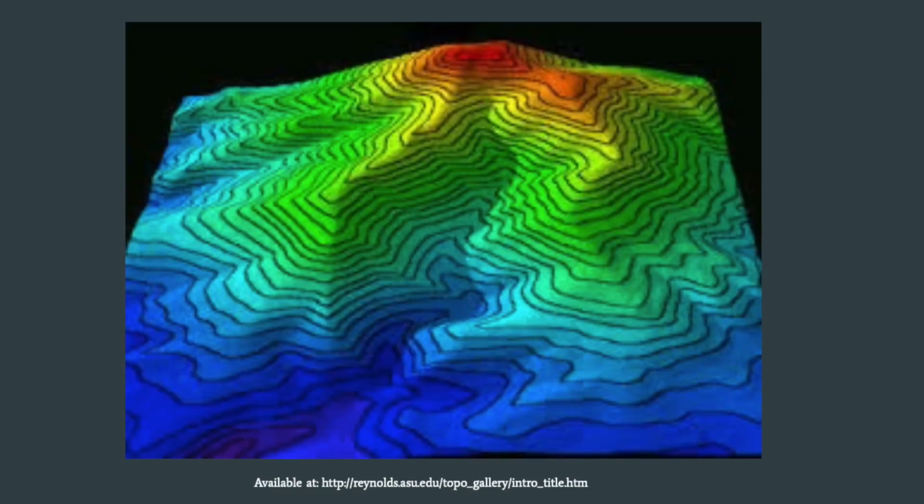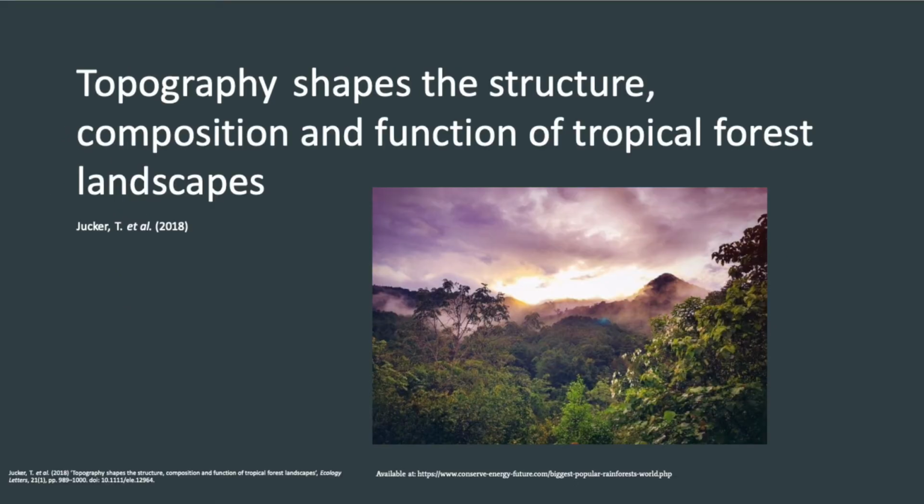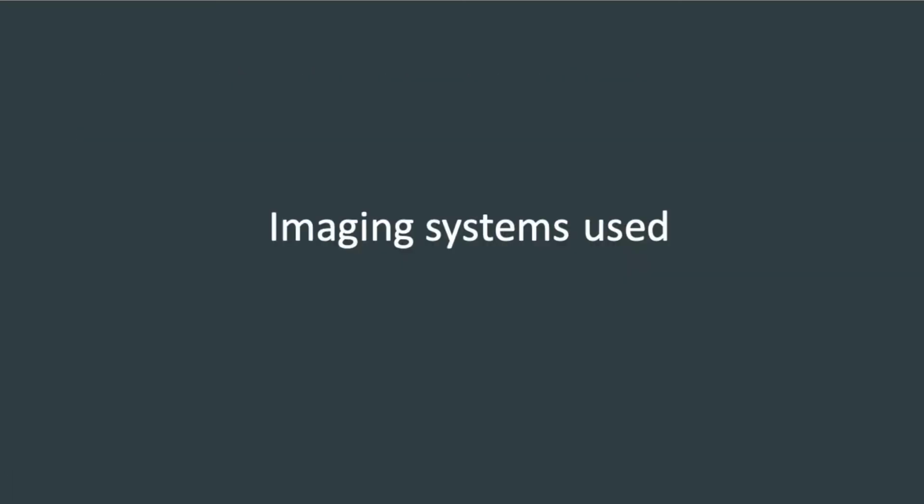And when we think of topography, this is the sort of image we think about. But how exactly does topography affect tropical forest function? Topography is composed of terrain relief, curvature and slope. These factors have a direct impact on the soil chemistry, microclimate and water dynamics in tropical forest systems. It can therefore be said that topography has a direct impact on the conditions under which trees and vegetation can grow. The main biological question posed in this study was whether topography shapes the structure, composition and function of tropical forest landscapes. Now let's look at the imaging systems used in this study.